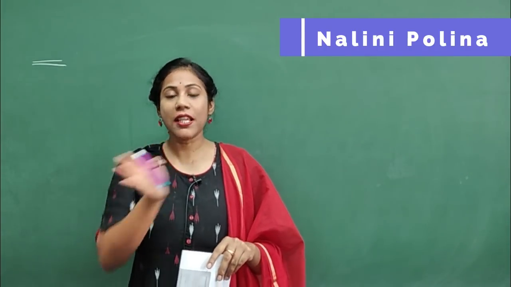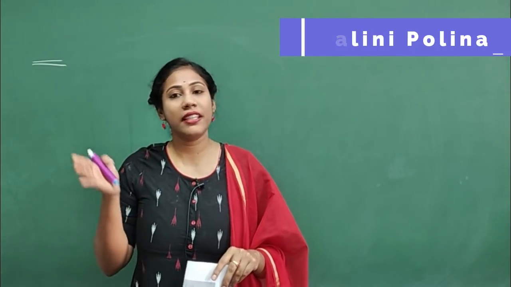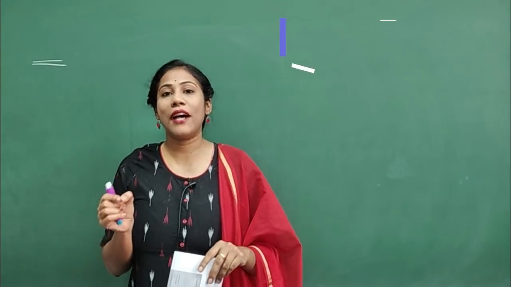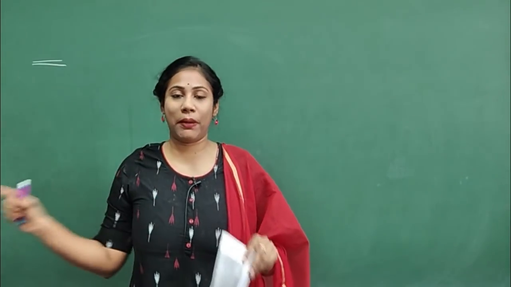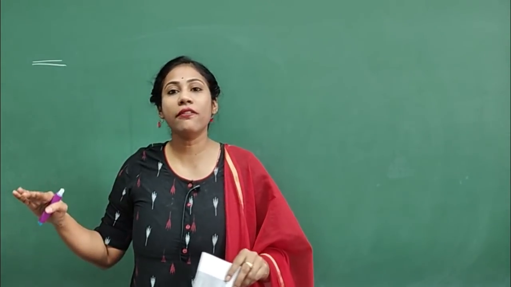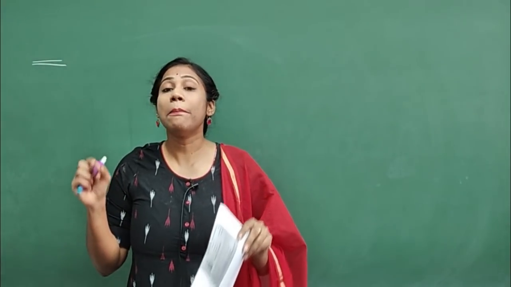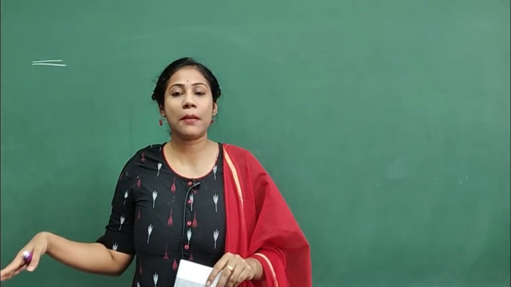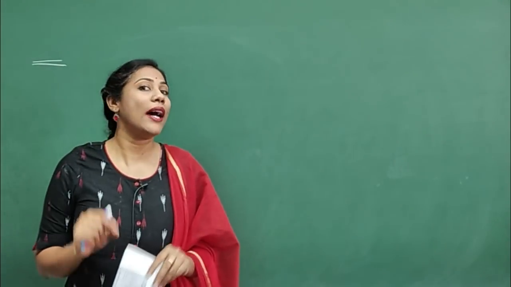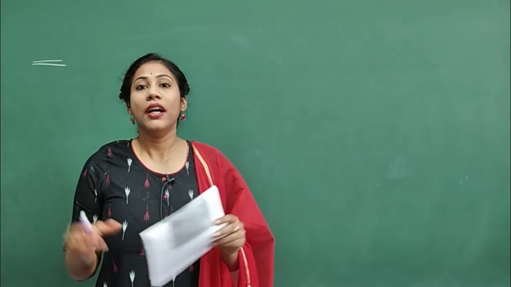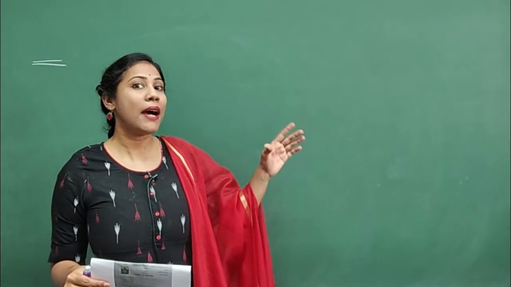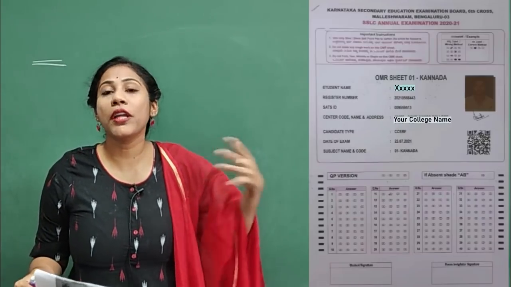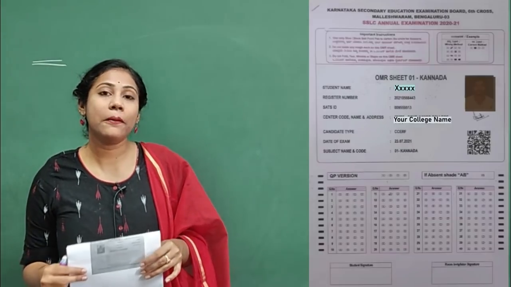So from each subject, 40 questions they will ask you, and altogether 120 questions you have to answer in each paper, right? And all the questions are in multiple choice way, right? And you know what? For each subject, they will provide you one OMR sheet. You can see the OMR sheet which is displayed on the board for you. This is how the OMR sheet looks like.